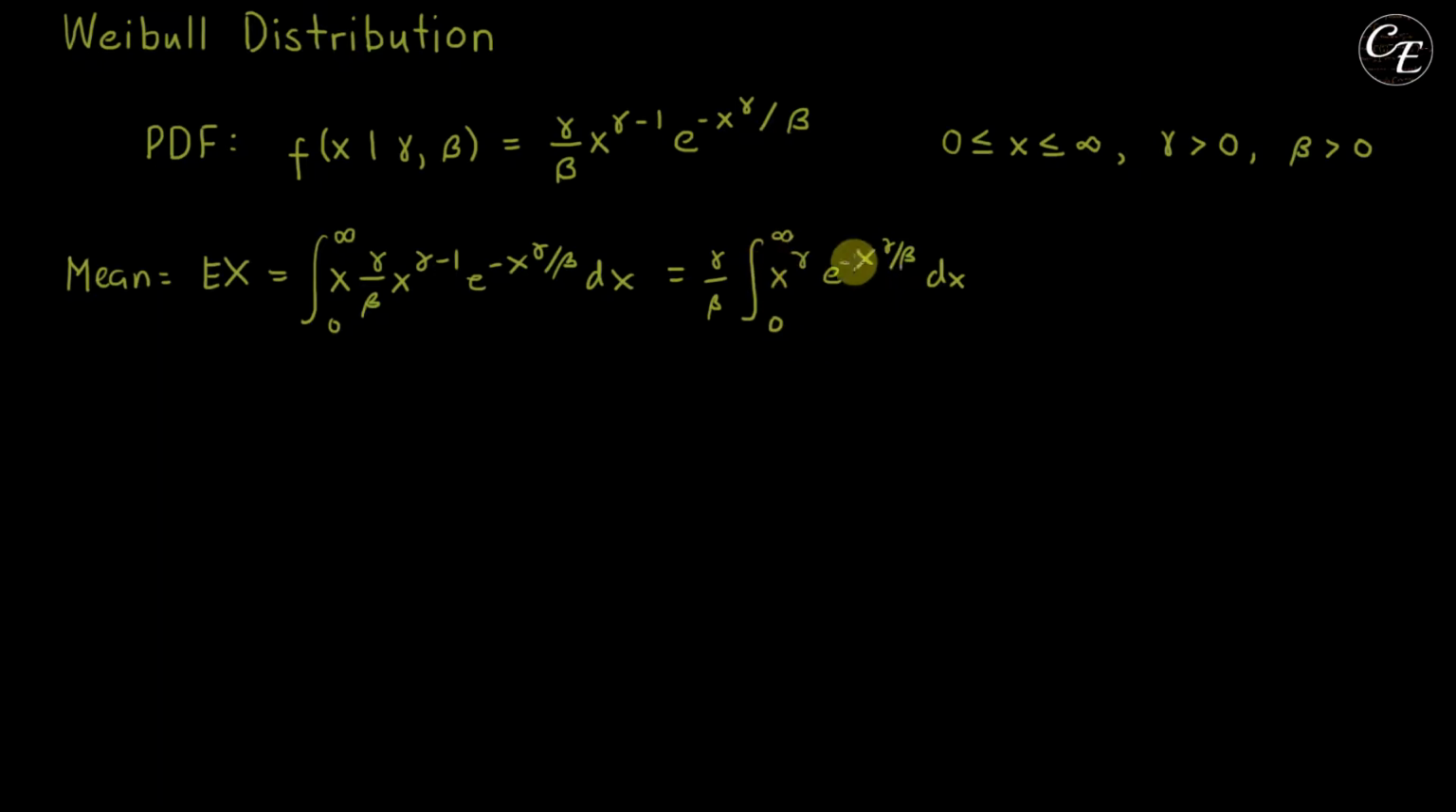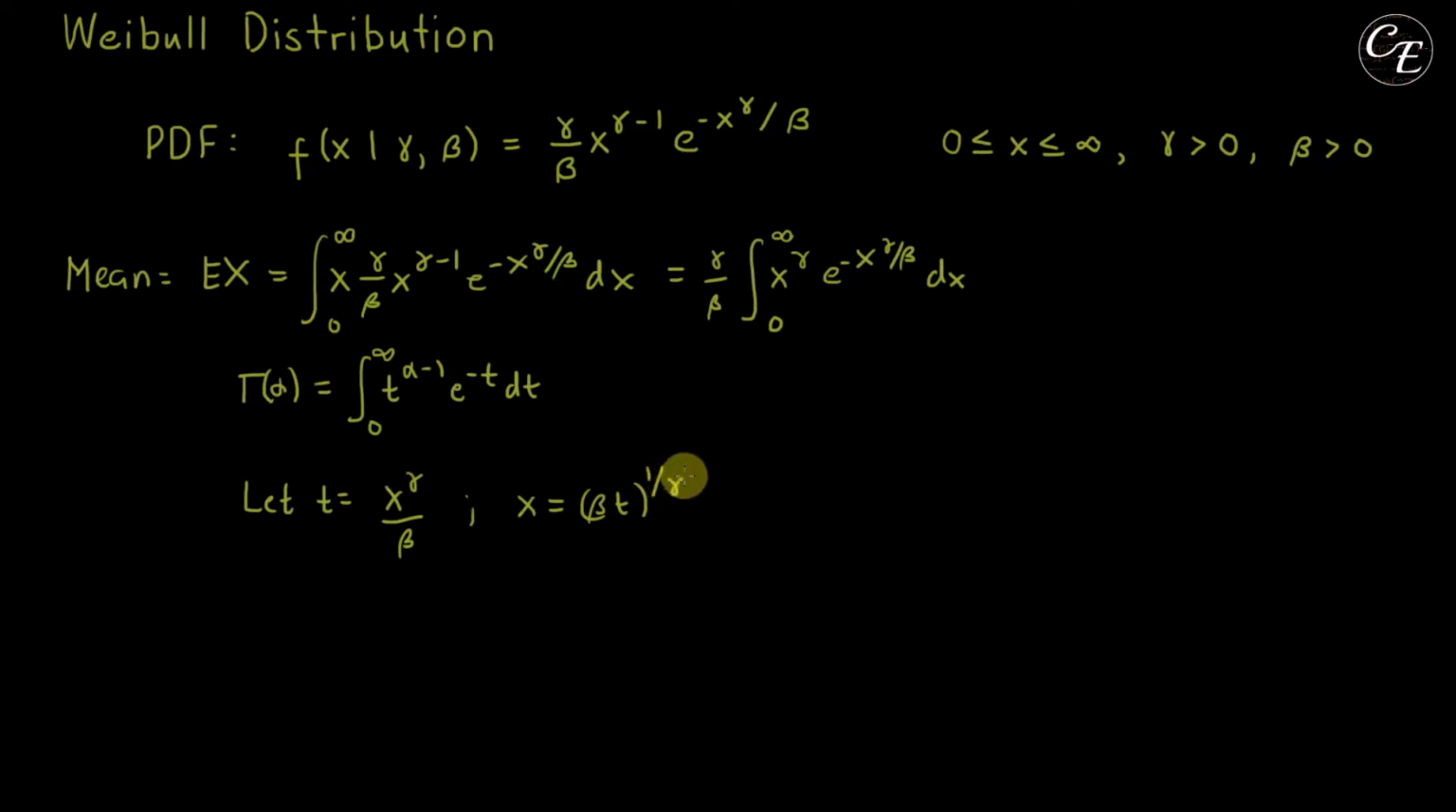Now to simplify this integral expression, we need the use of the gamma function, which is defined to be integral of t raised to alpha minus 1 e raised to negative t dt from 0 to infinity. Now, in order to simplify this one using this, we need to make them similar first. For the exponential terms, let t be equal to x raised to gamma over beta. From here, we have x is equal to beta t raised to 1 over gamma. Then dx will be the derivative of this one, which is 1 over gamma beta t raised to 1 over gamma minus 1 times the derivative of beta t, which is beta, and then dt.